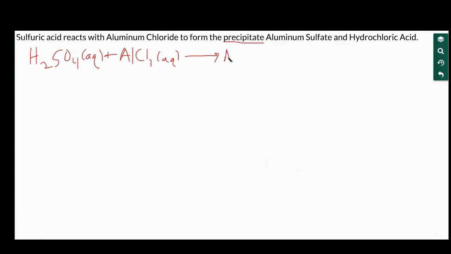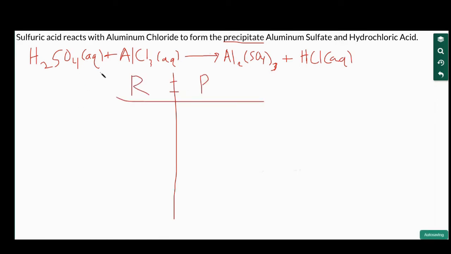And now, on the other side, we have the precipitate aluminum sulfate, so that's a solid, like we learned before. So aluminum sulfate. And we also have hydrochloric acid, and as we know, acids are in an aqueous state of matter. And now let's balance it using the RIP chart.